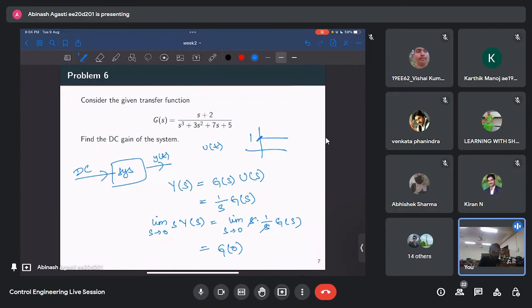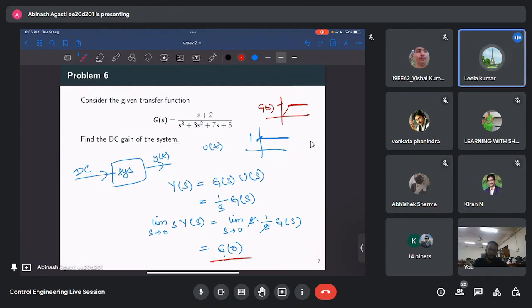Physically, this means I give a constant signal of amplitude 1, and the steady state value of the output will be G of 0. The output may have some transient and then settle near G of 0. That is why this term is called DC gain: how many times the DC input is amplified. Directly, the formula is G of 0. Okay, is this part clear?